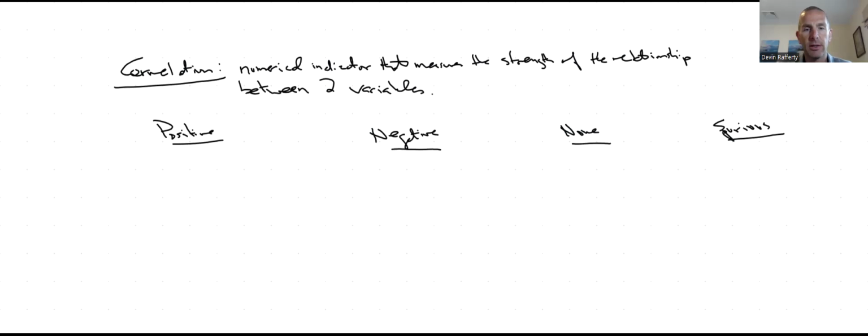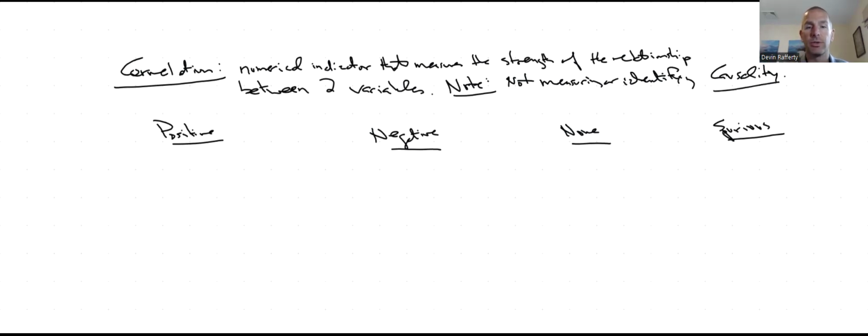Importantly, okay, note when there is correlation, it is not measuring or identifying causality. There is no causality here. We are just simply measuring the strength of the relationship between two variables. Okay.